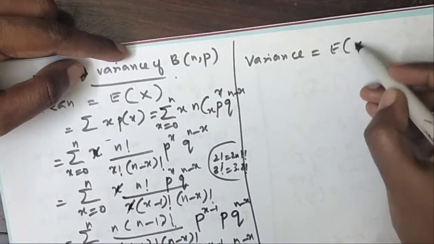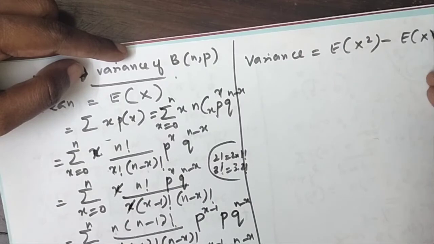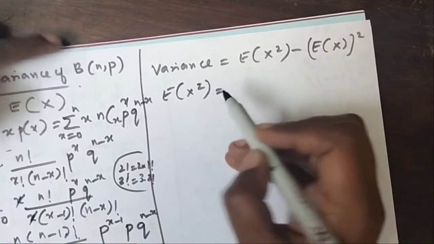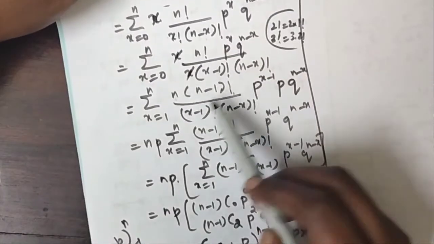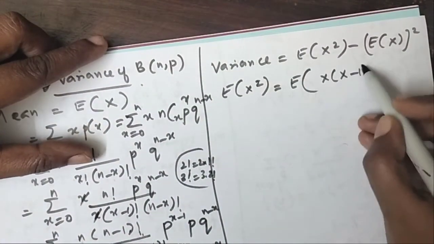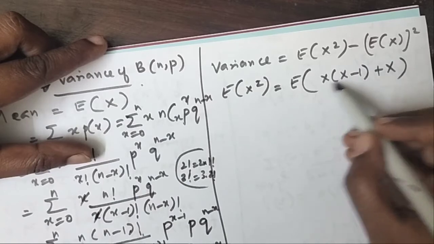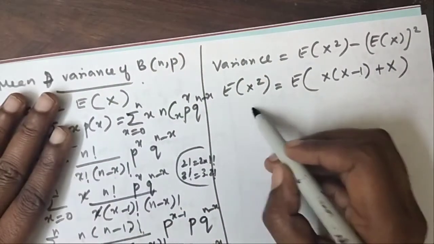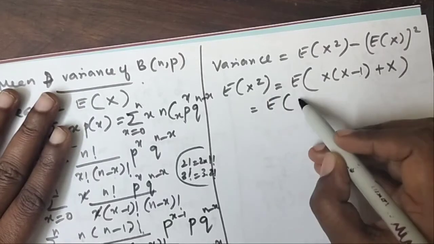Variance is E of x square minus E of x the whole square. Okay. What is E of x square? Because it is a combination of x minus 1, n minus 1, etc., we have to rearrange this x square as x into x minus 1 plus x. Opening the bracket, x square minus x plus x is x square. So it is using the property of expectation.